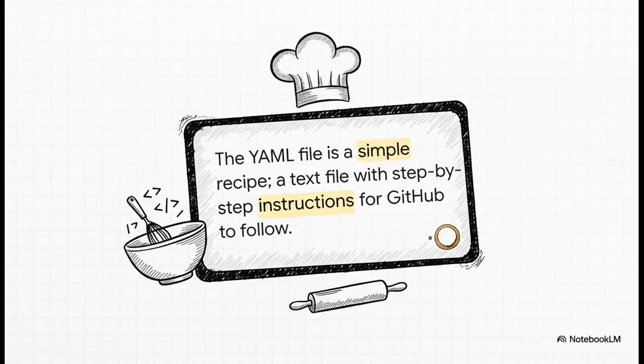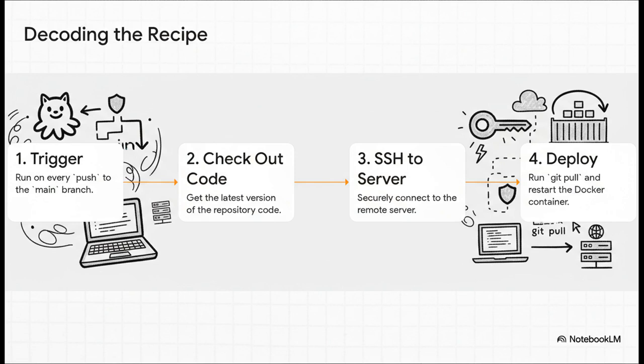Now, don't let the term YAML file intimidate you. Seriously, just think of it as a recipe. It's a simple text file where we write down the step-by-step instructions that we want GitHub to follow automatically every single time we push new code. So what's in this recipe? Well, first we tell it when to run, the trigger. Hey GitHub, do this stuff anytime there's a push to the main branch. And then the steps. Well, they look almost exactly like what we used to do by hand. Grab the code, connect to the server, and then run the commands to get the new code and restart the app.